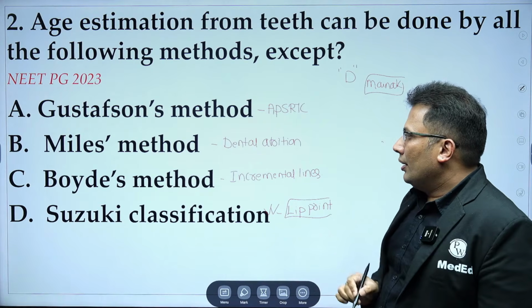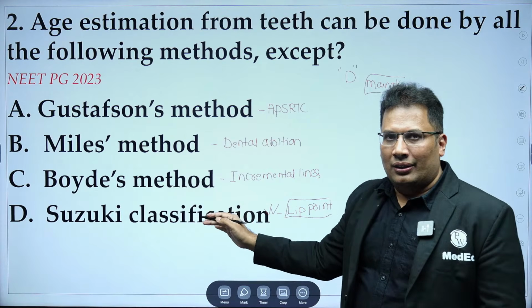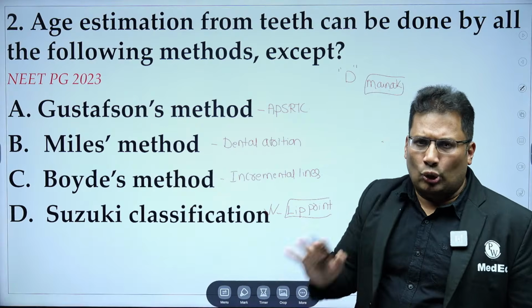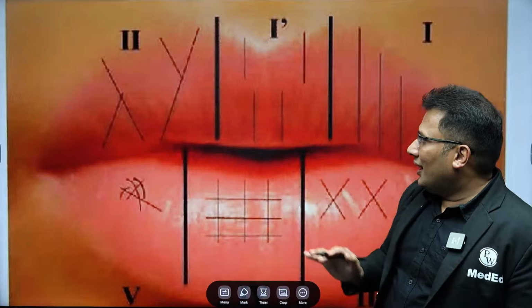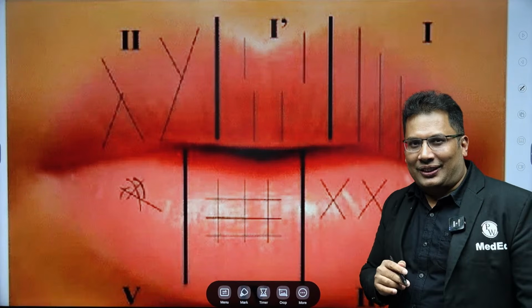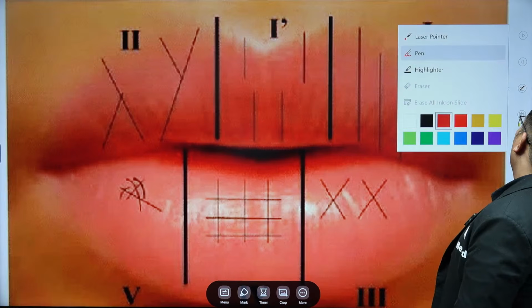Great. Now try to understand, Sujiki means lip print. It is a very useful method in identification, but it is not accepted by the court. And this is actually the lip print. A very interesting picture. Look at this. There are different types of lip print.